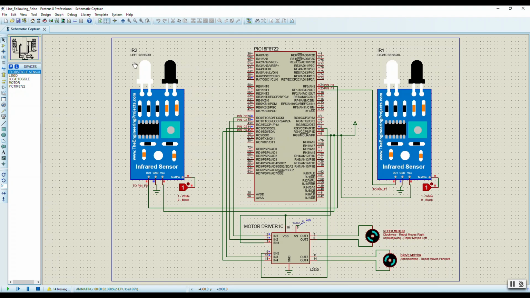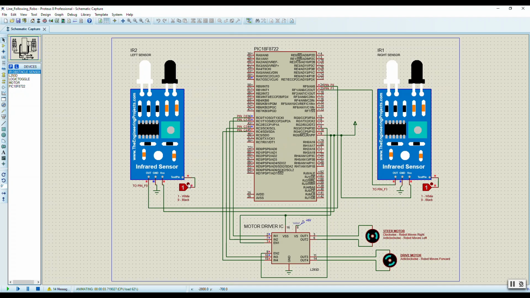Now suppose the left sensor detects black. That means the robot has veered off towards the right and it needs to come back left in order to stabilize itself. So we need the robot to move to the left, and see the steer motor is rotating anti-clockwise, which means the robot is moving left.